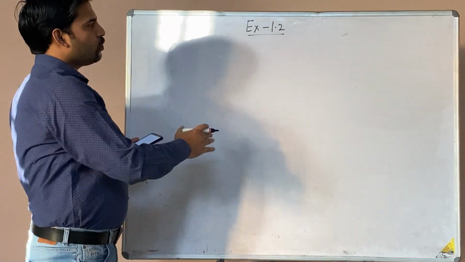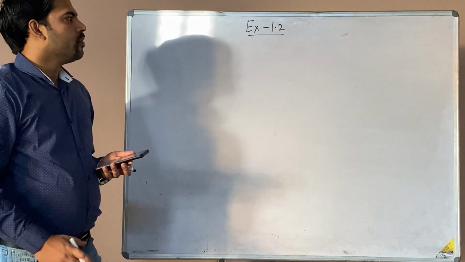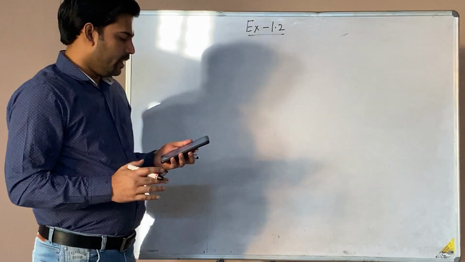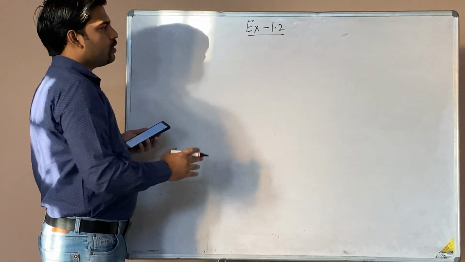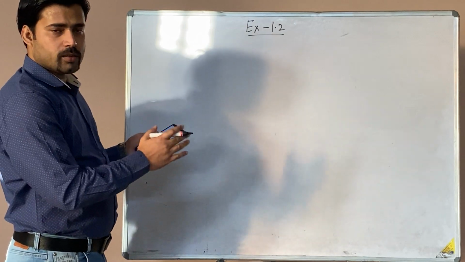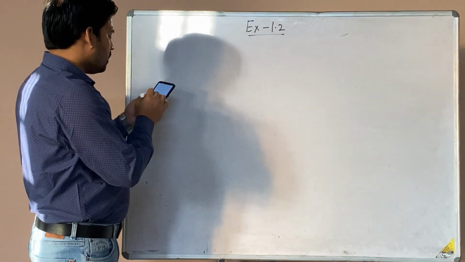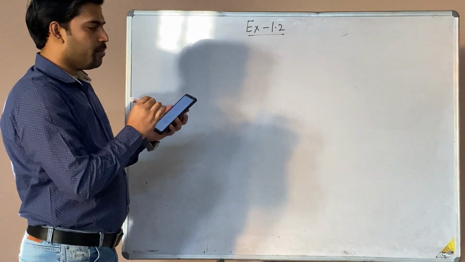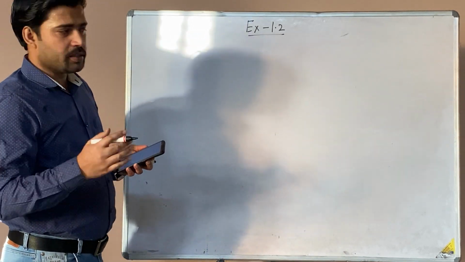So let us move on to our exercise now. We are doing exercise 1.2 currently. In exercise 1.2, the first question is nothing but this particular fundamental theorem of arithmetic. Here you need to express each and every number as the product of its prime factors. So basically you will do what?